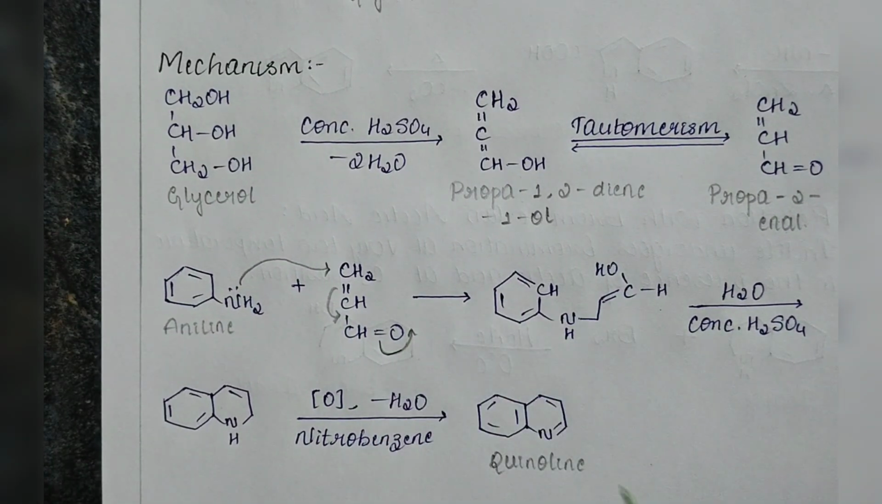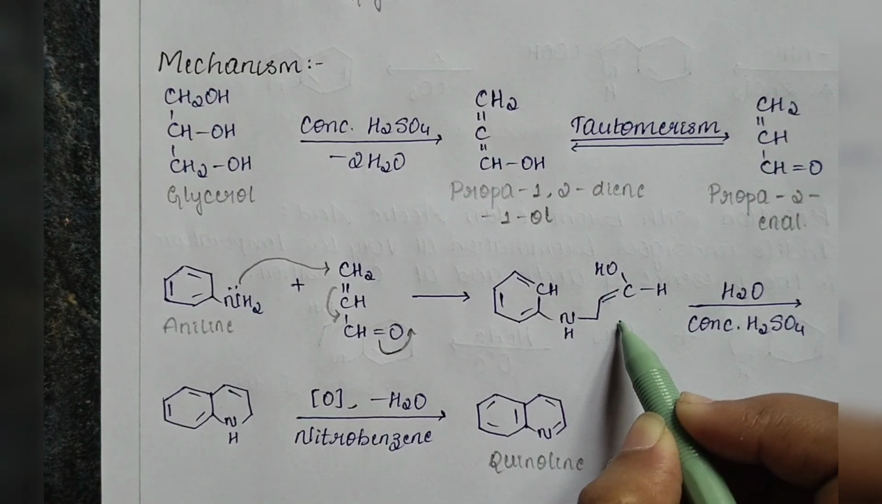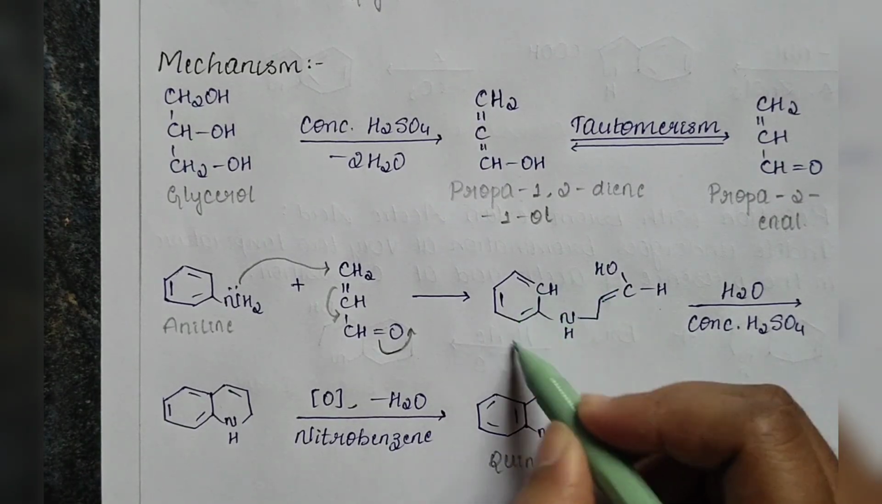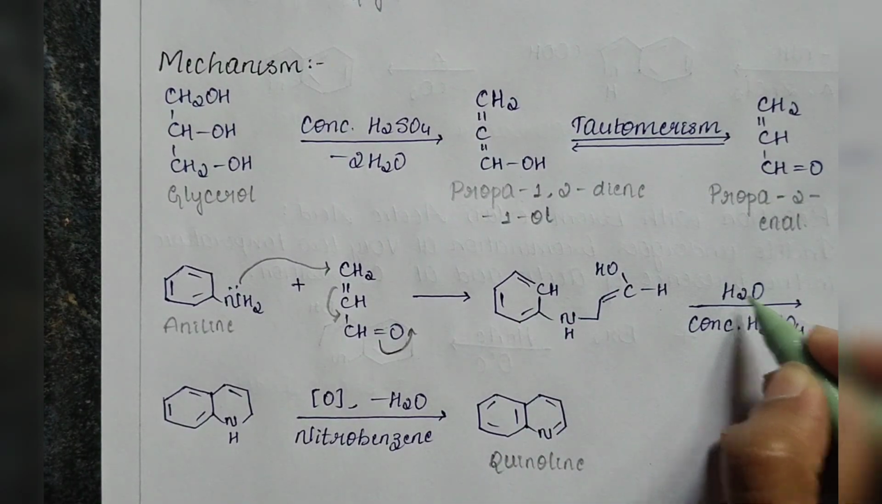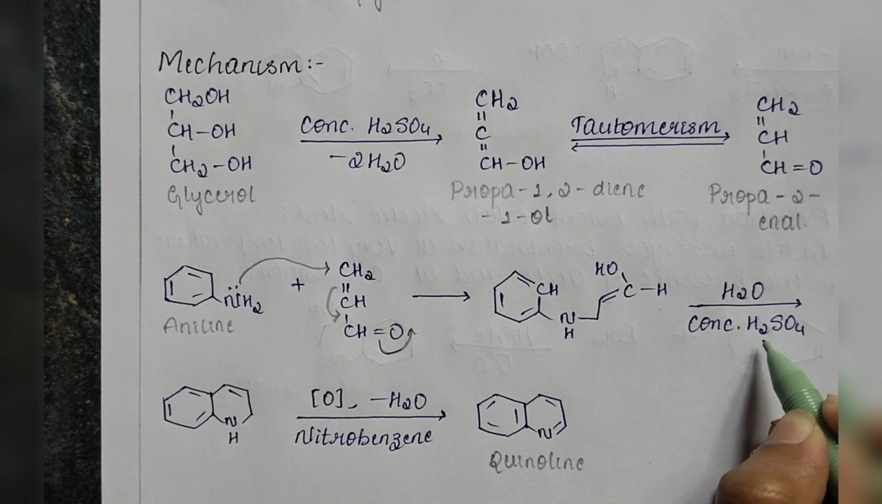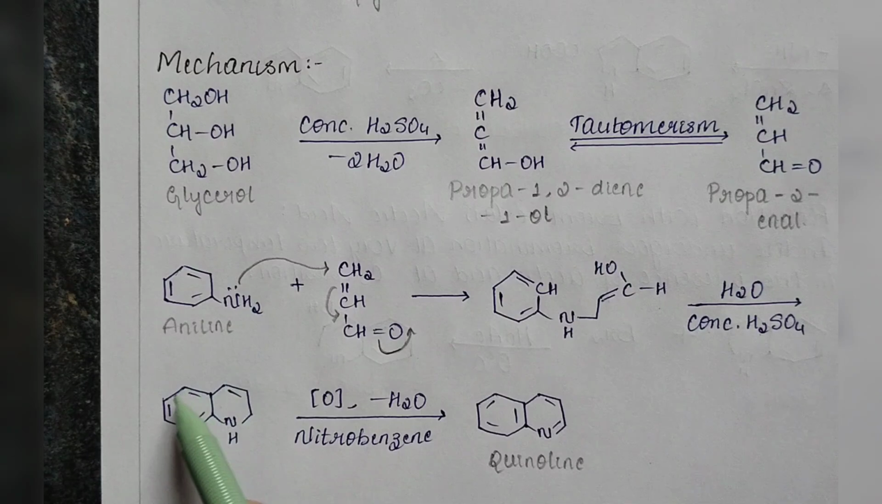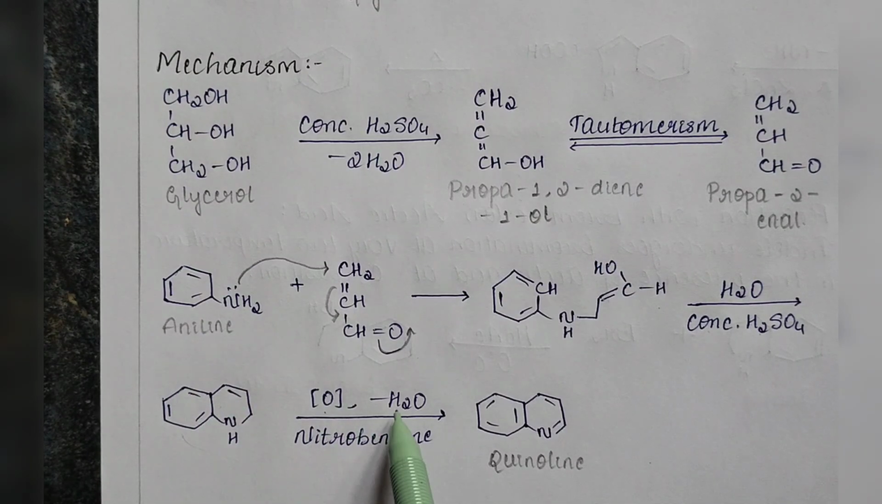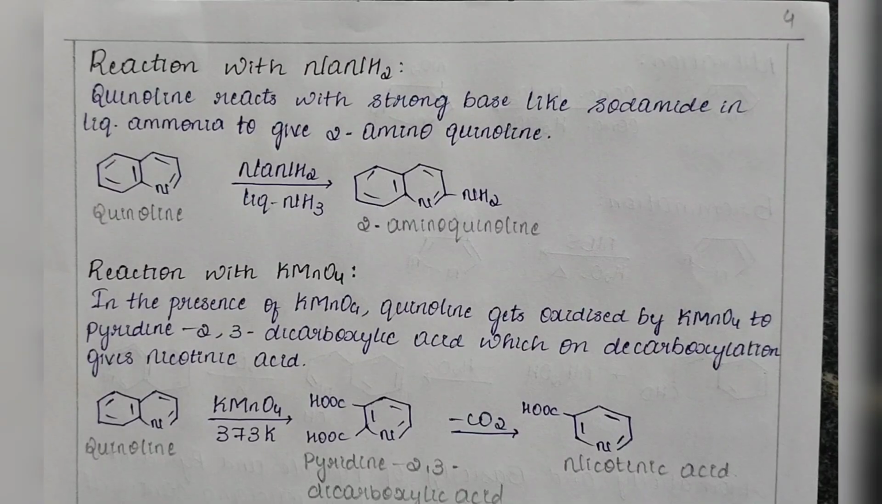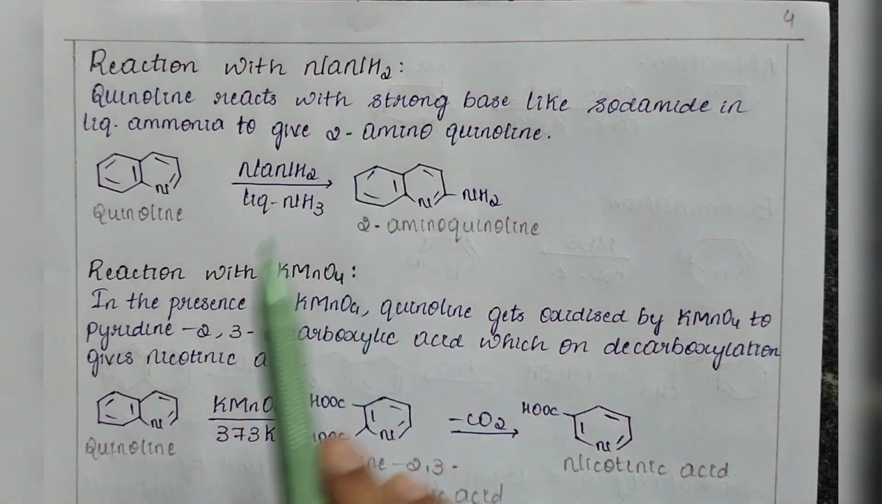removed, and thus the corresponding semi-cyclic compound is formed, which undergoes hydrolysis in presence of concentrated sulfuric acid and leads to the formation of the following compound. So when this undergoes oxidation and removal of a water molecule in presence of nitrobenzene, it leads to the formation of quinoline. So this is the mechanism involved in synthesis of quinoline by Skraup synthesis. Now we'll see reactions of quinoline.